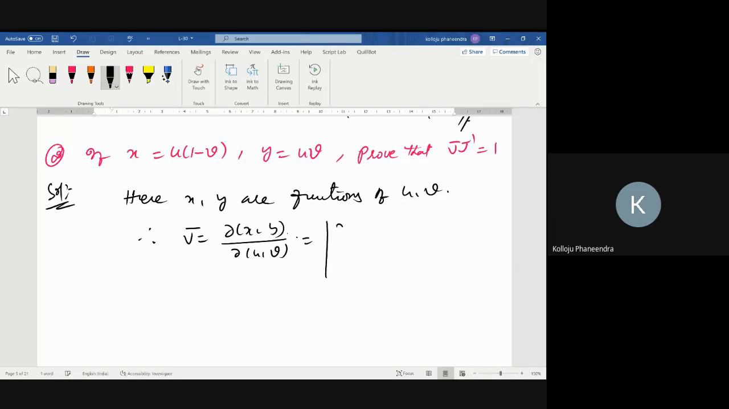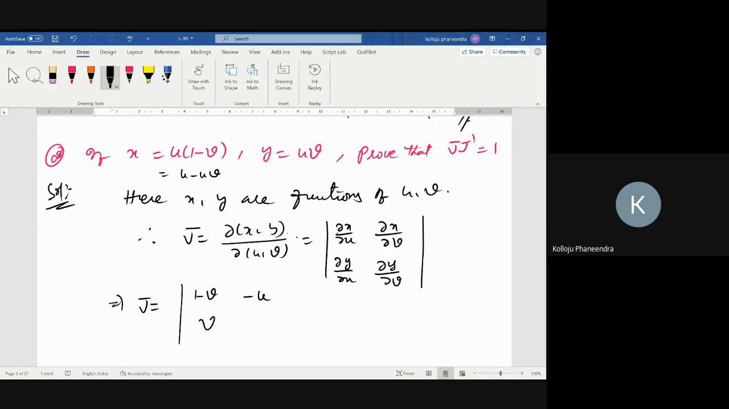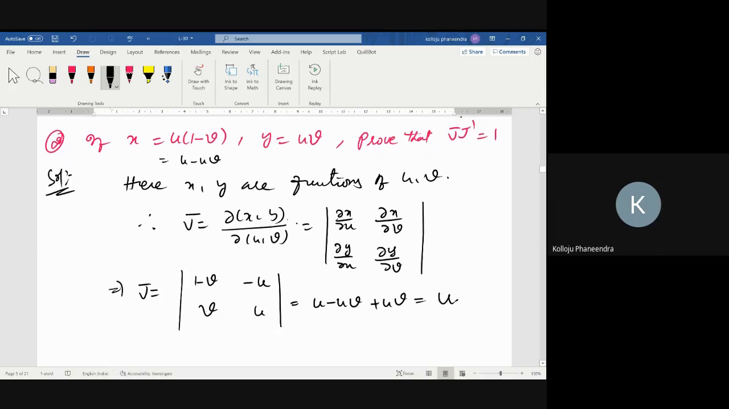∂x/∂u, ∂x/∂v, ∂y/∂u, ∂y/∂v. This implies the Jacobian: ∂x/∂u means 1 minus v, ∂x/∂v means minus u, you will get, right? What is this? u minus uv. So ∂x/∂v is minus u, ∂y/∂v is u, ∂y/∂u is v. So this is u minus uv plus uv. So the value is u. Now I have to calculate.